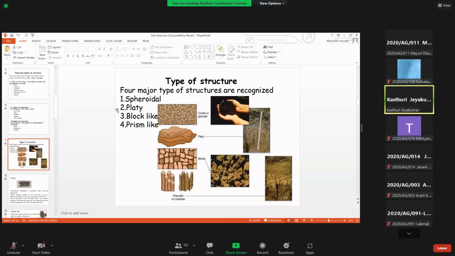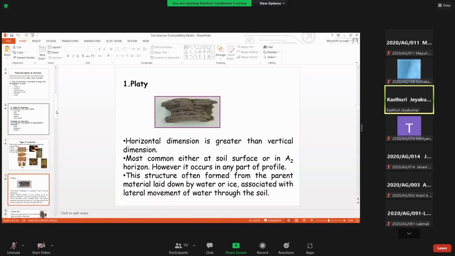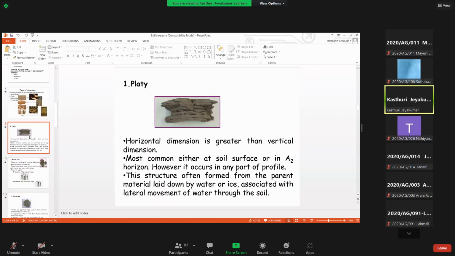So spheroidal, platy, block-like, and prism-like. By seeing the pictures, you can get a few ideas. First one, platy. Platy: horizontal dimension is greater than vertical dimension. Most common either at soil surface or in A2 horizon.